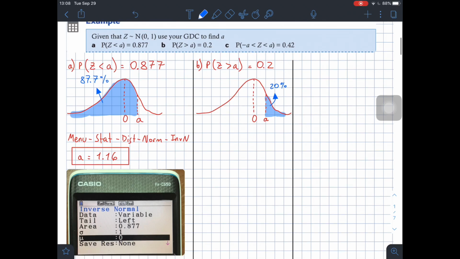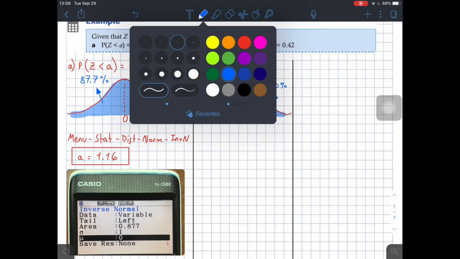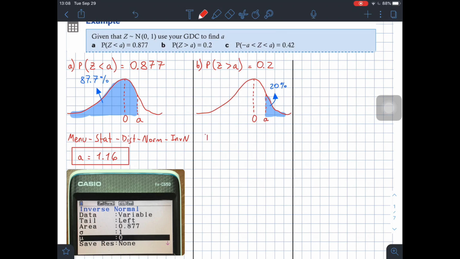Okay, so we already know what to do. In this case, we're gonna write as our tail, you see that the tail in this case is to the right. Okay, so we're gonna write tail to the right. Our area would be 0.2, which is 20%. And the mean and standard are the same. So the standard is equal to 1 and the mean is equal to 0.